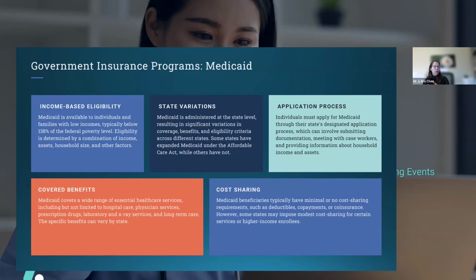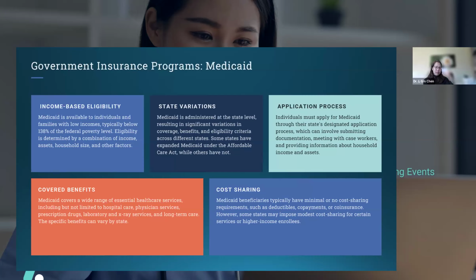Now, some people qualify for both Medicare and Medicaid. And you'll hear the term dual eligible, right? A dual eligible means that they can have Medicare and Medicaid together, and that they get the benefits of both. Now, Medicaid is administered by the states. Medicare is administered by the government, right? So Medicare is kind of uniform across the whole country. Medicaid differs by the state.